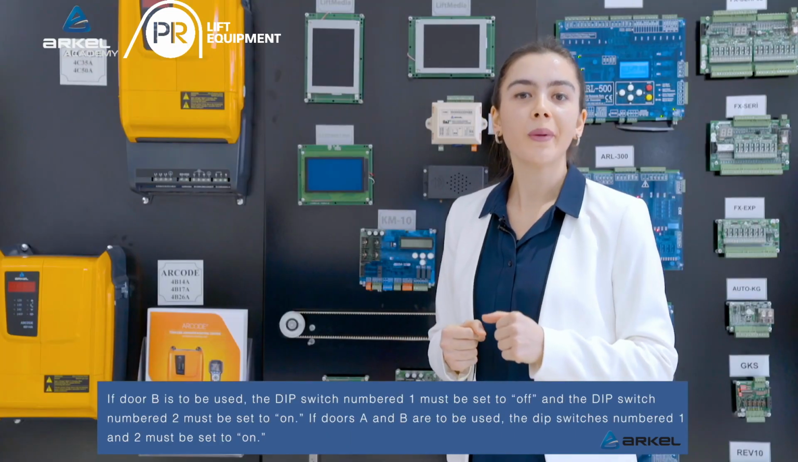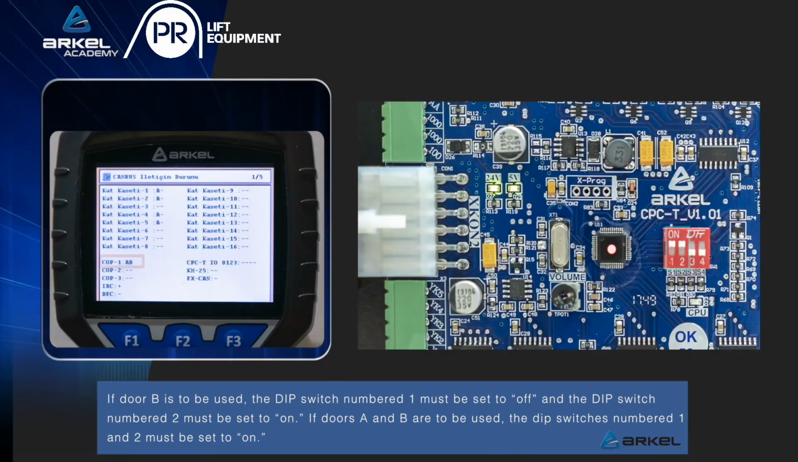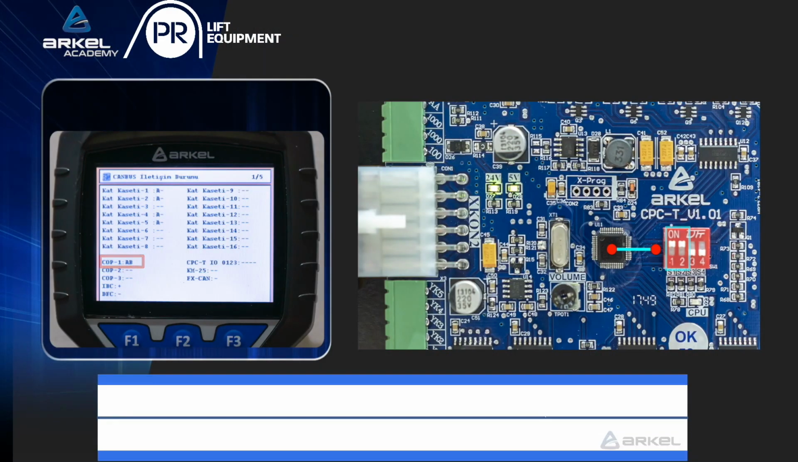If door B is to be used, the dip switch numbered 1 must be set to off and the dip switch numbered 2 must be set to on. If doors A and B are to be used, the dip switches numbered 1 and 2 must be set to on.